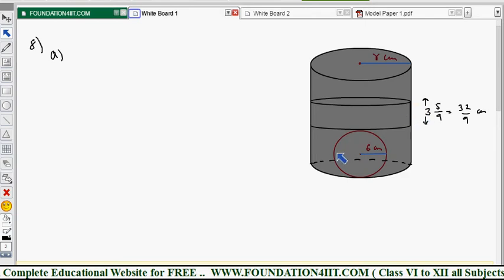That means whatever volume of space the sphere occupies, that much amount of water will rise up. Based on this, the volume of water displaced should be equal to the volume of the sphere. So we can use both. We need to find out the radius of the cylinder. So let R be the radius of the cylindrical vessel. Okay, the diagram is clear. Let R be the radius of the cylindrical vessel.